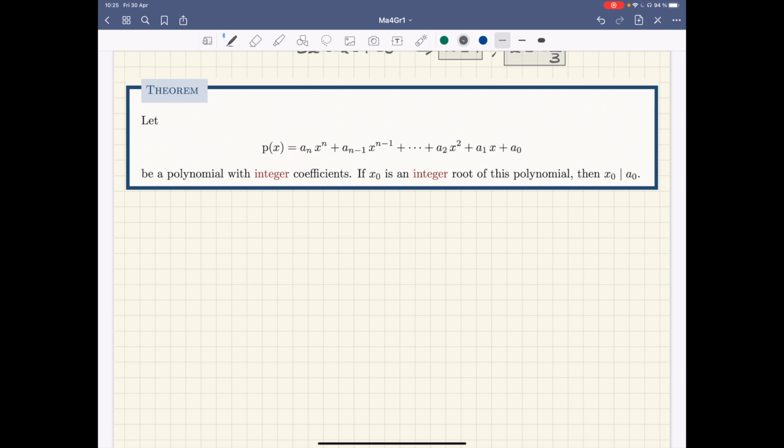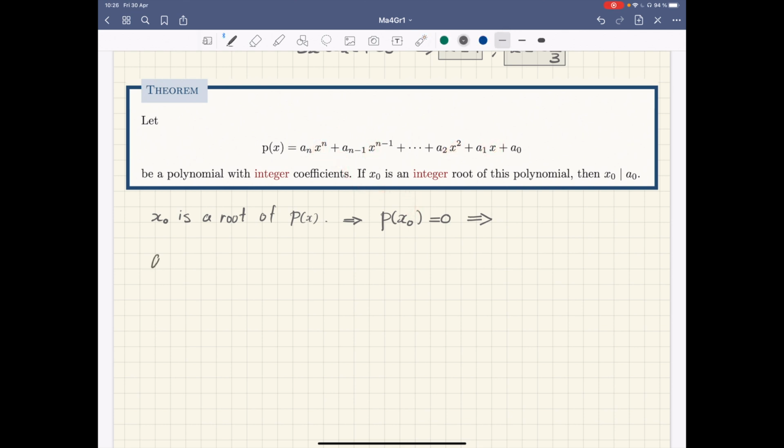You tell me that X node is a root of P of X. Then from this sentence, I can conclude that P of X node is 0. So it means that if I replace X with the given proposed root, the answer should be 0. This is the meaning of being a root. Yes? And then what is the meaning of P of X node? It means that go to your function, in this case your polynomial, wherever you see X, take them out and put X node instead. Okay, so that's the meaning of P of X node, yes?